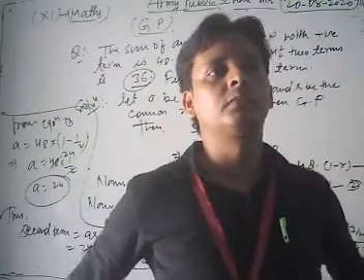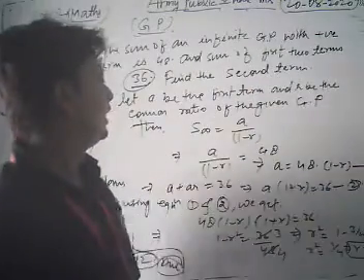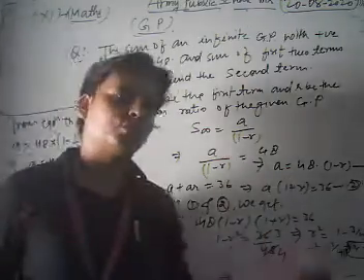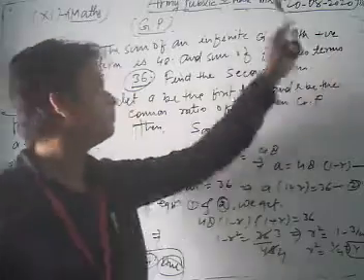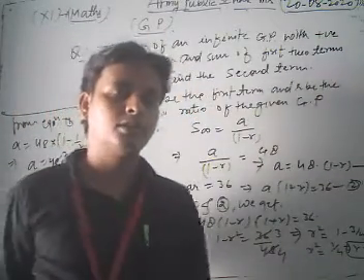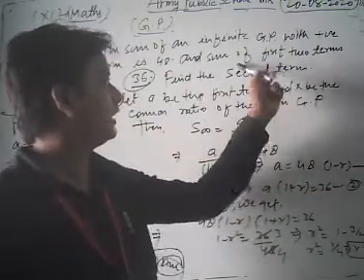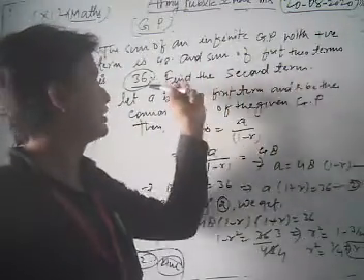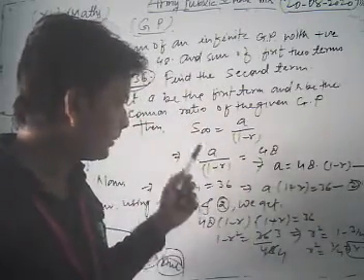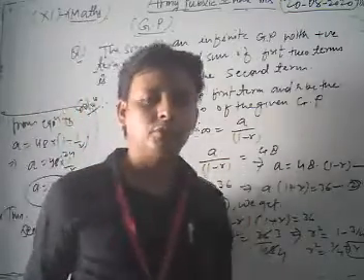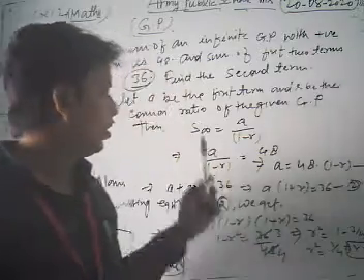This is one of the most important questions of your NCERT exercise. Let's see once more. Dear student, in this question we have that the sum of an infinite GP with positive terms is 48, and the sum of the first two terms is 36. In this type of question, first we take A as the first term and R as the common ratio of the given GP.